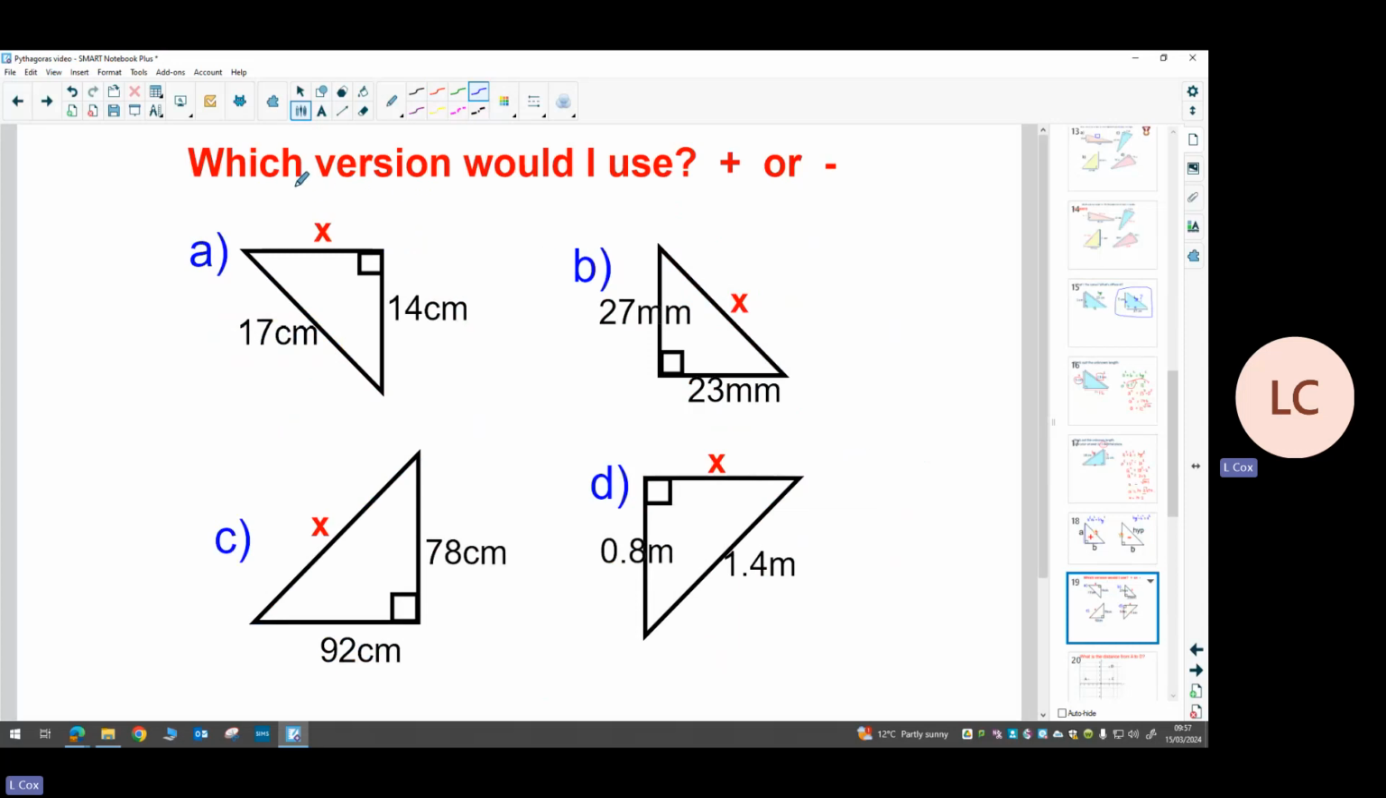So I want you quickly, which version would I use for these questions? A, B, C, and D. Quickly let me know. Pause the video, have a go.